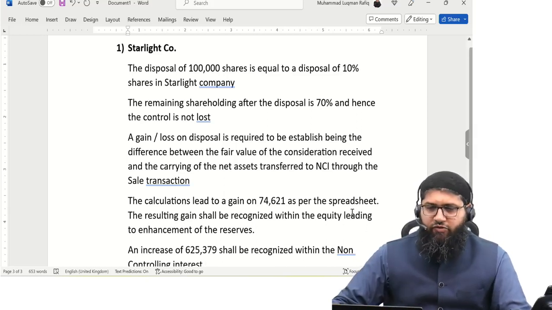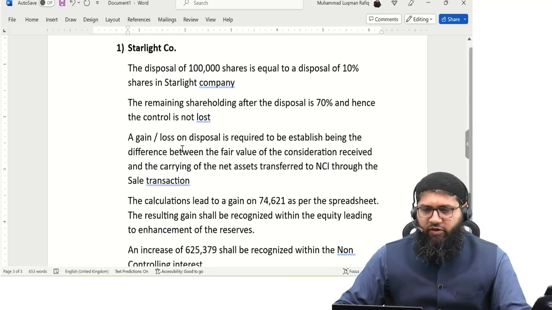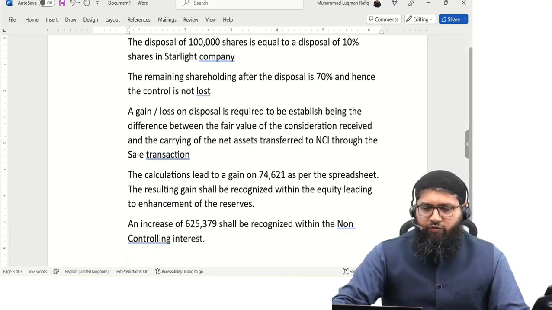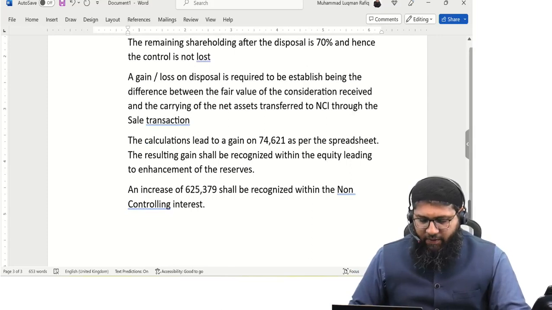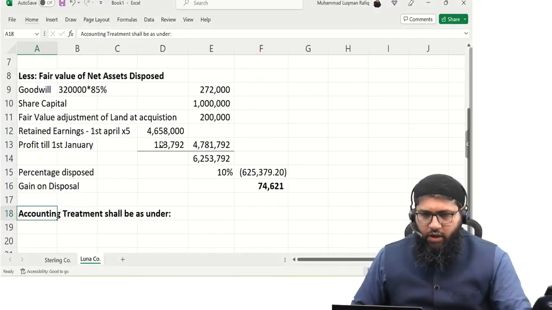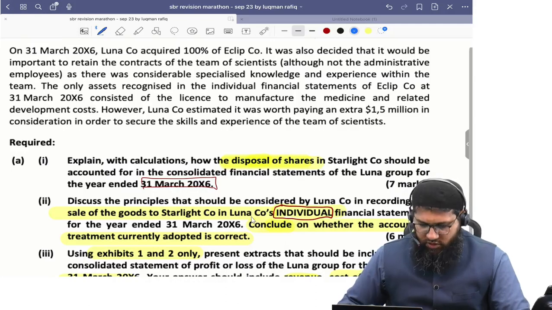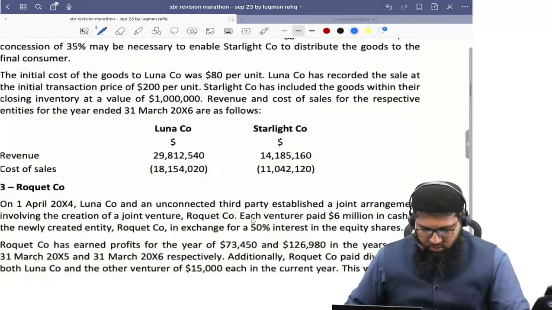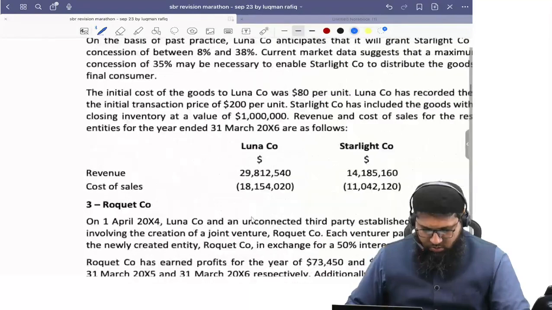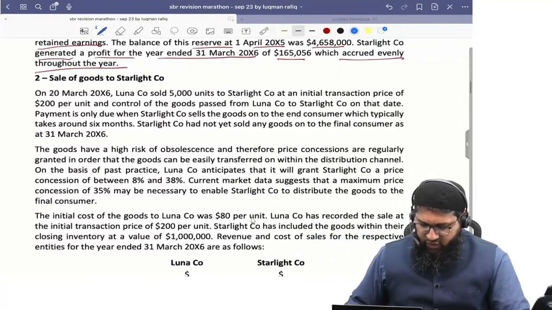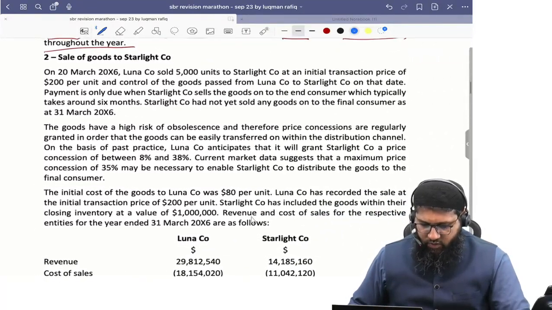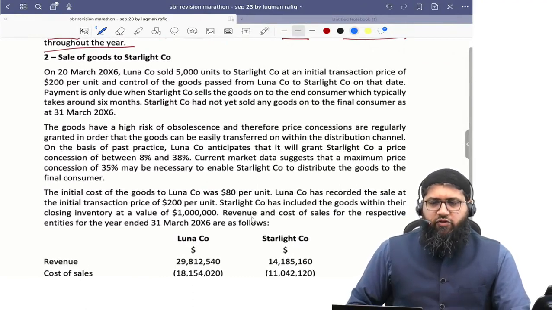Okay, so this is what you would do with respect to this part. Now let's move a bit forward and discuss the other part of the question. The next part that you have is about this scenario, which is sale of goods to Starlight Company.